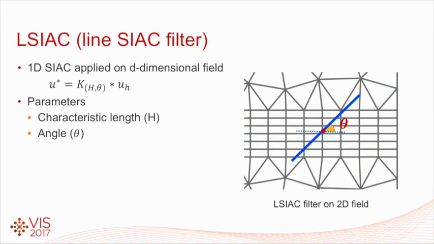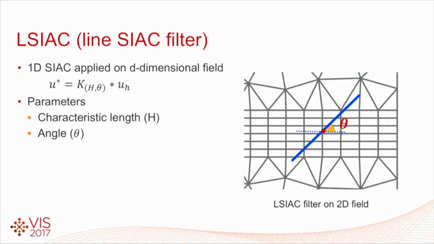Recently, a new kind of SIAC filters known as L-SIAC filters have been published. The specialty of these filters is that they use a 1D SIAC kernel and then apply it on a d-dimensional field. The way you use it is you take the SIAC kernel, rotate it in the direction you would like the filter to be applied, and then apply the filter.